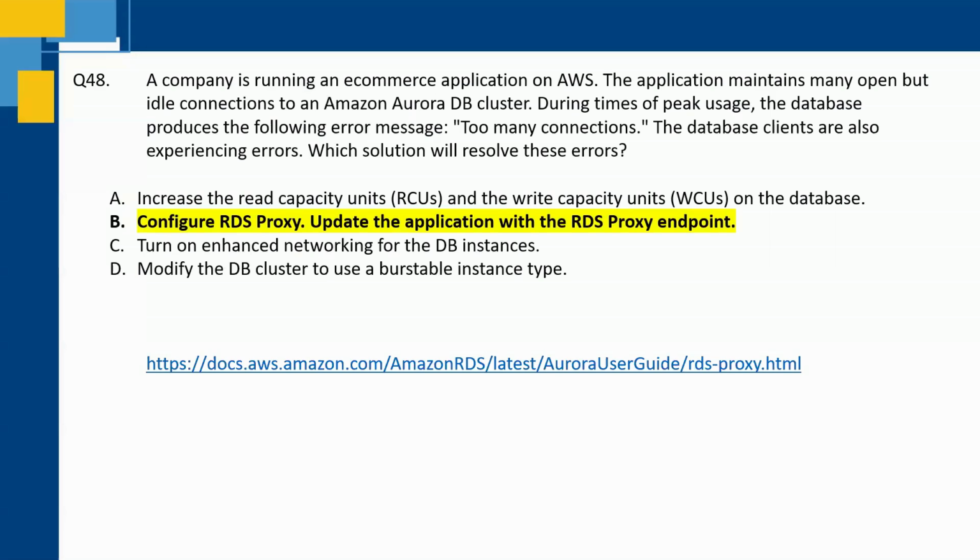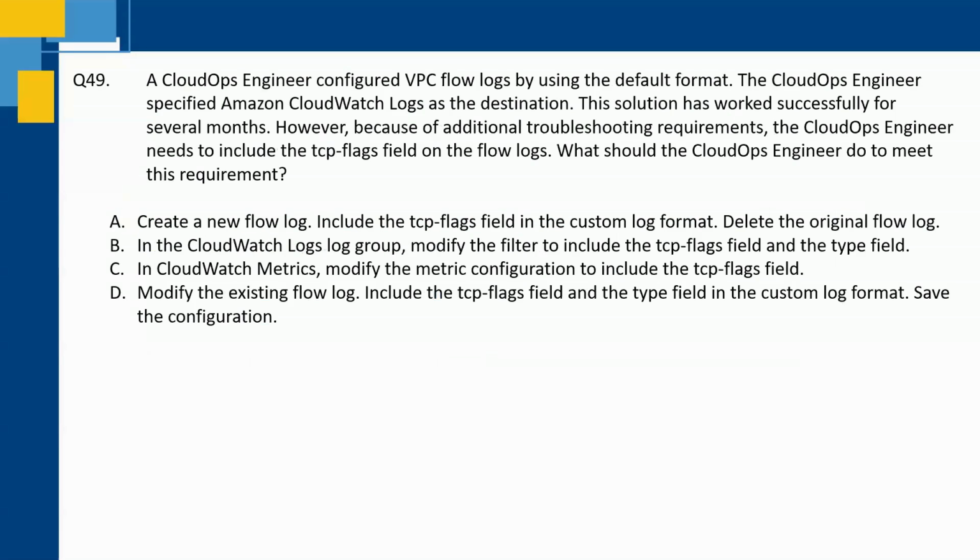Question number 49 of the series. A CloudOps engineer configured VPC flow logs by using the default format. The CloudOps engineer specified Amazon CloudWatch Logs as the destination. This solution has worked successfully for several months. However, because of an additional troubleshooting requirement, the CloudOps engineer needs to include the TCP flags field on the flow logs.